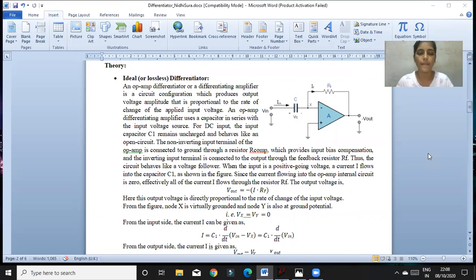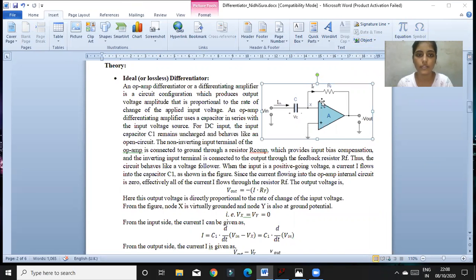My SEP ID is 600011980003 and today I'm going to explain the differentiator using op-amp and see the frequency and phase response of it. First of all, I'd like to explain the short introduction and the theory part of the differentiator. This is the circuit diagram of the differentiator, and here is a small theory part of it.